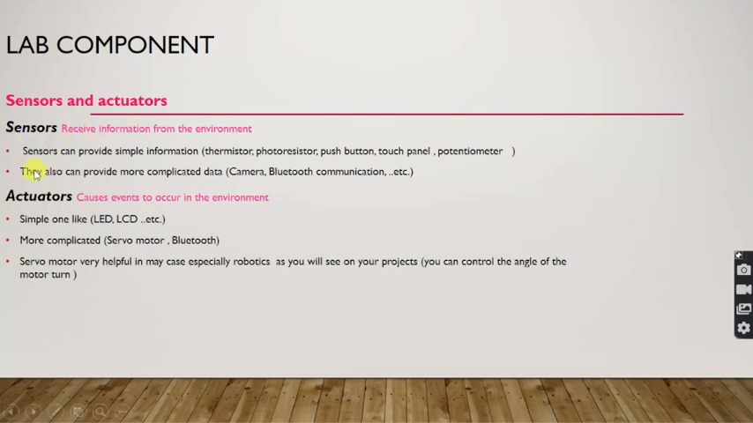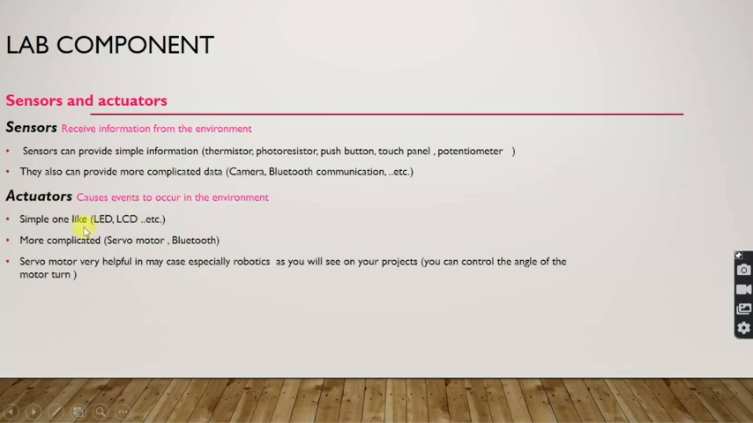So we use all these sensors, the temperature sensor, the photoresistor, the push button, and so on, to receive information from the environment. We will read this information. So the sensor is an input device, and the Arduino will read from these input devices. What are actuators? Actuators cause events to occur in the environment. So the actuator is an output. The Arduino will write to the actuator to cause some event.